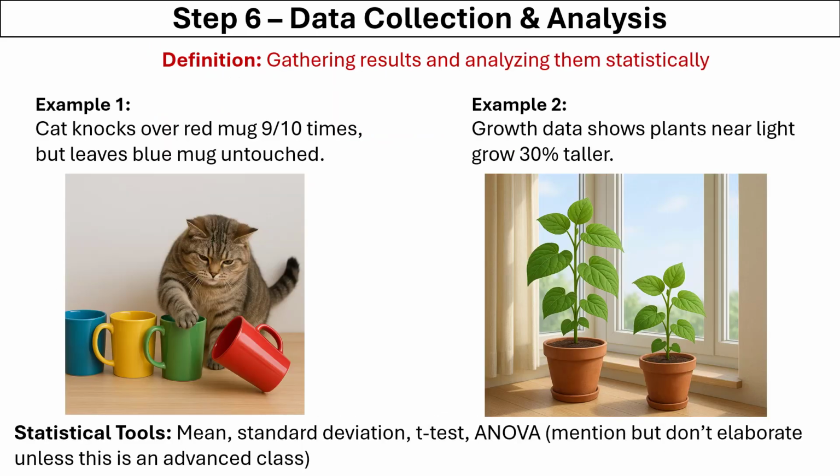So here, while collecting the data, we give the cat many different types of cups, and we see that it knocks over the red mug 9 out of 10 times. So that's a very significant number, and it never touches the blue mug. On the other hand, with the plant experiment, you see that there is a 30% increase in the growth of the plant. But is that 30% increase in the growth a result of light's effect, or was it just something that was supposed to happen anyways, even if the plant was kept in dark?